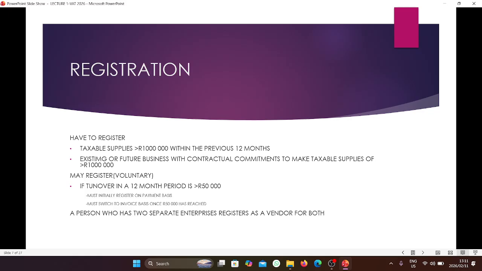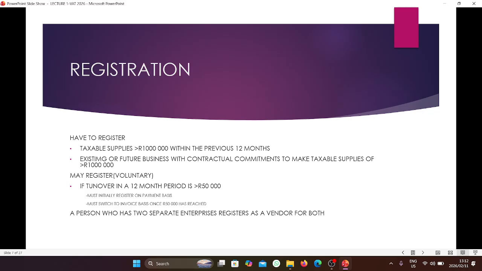Why? Because remember in the scenario I gave you of the bread, you might be making zero rated supplies, right? But then you are buying supplies at a standard rated supply. So a taxpayer would want to benefit from claiming back input VAT. Right, so that's the reason why a person would want to register for VAT. And then when they want to register for VAT, when they're earning 50,000, they must initially register on a payment basis and then switch to the invoice basis once the 50,000 has been reached, right?